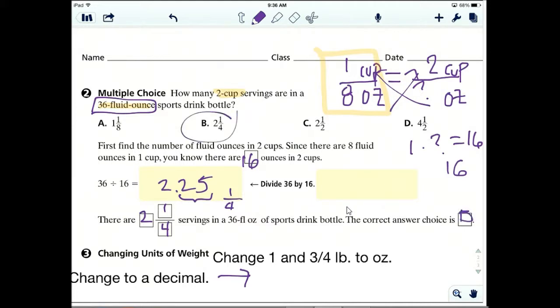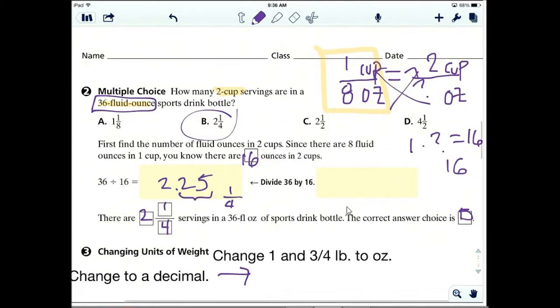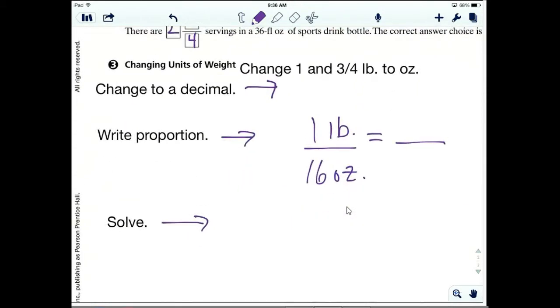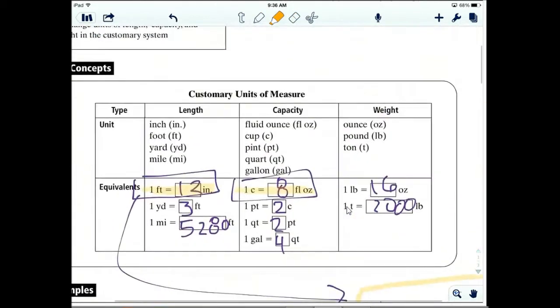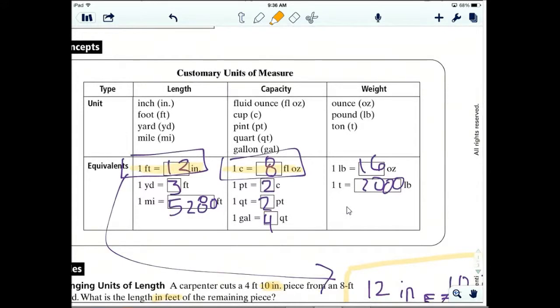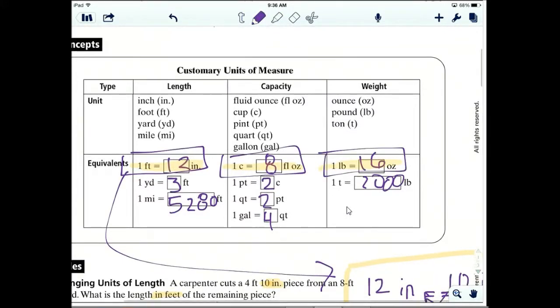And let's go ahead and look at the last example. We're going to change 1 3/4 pounds to ounces. So first let's change this amount to a decimal. We know that 3/4 is 0.75. Then we're going to set up a proportion. 1 pound is 16 ounces. Again, this information I am getting from the table. I know that 1 pound is 16 ounces, and all I did is I wrote it as a proportion.